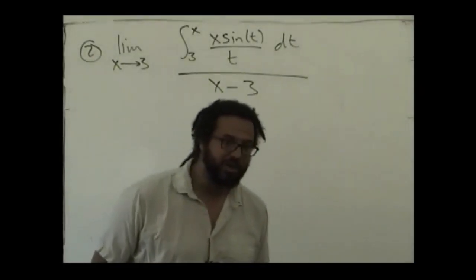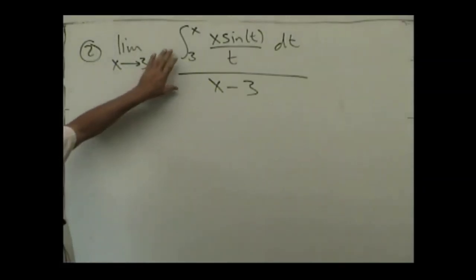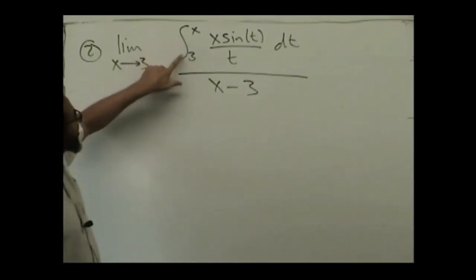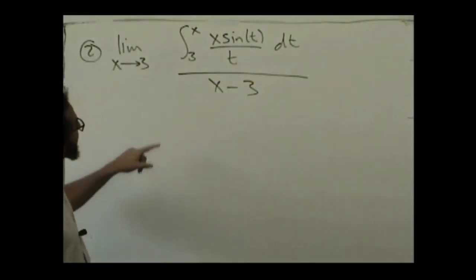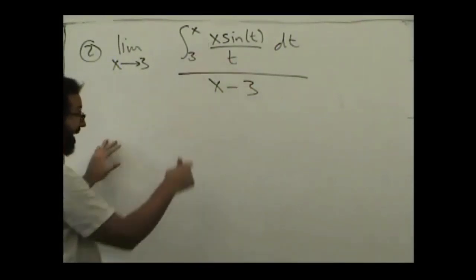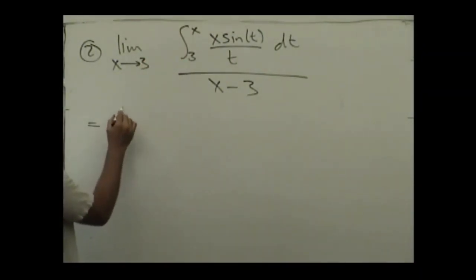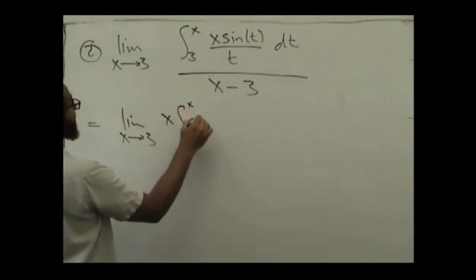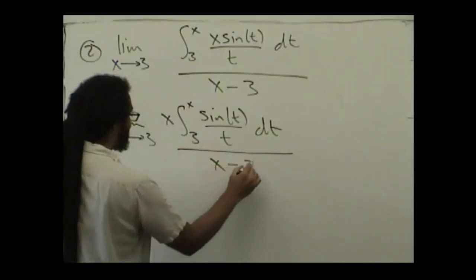All right, in this example, we want to compute this fancy limit here. But we'll see that these types of exercises aren't that bad. So first thing, we've got the integral from 3 to x, and then we've got x sine of t over t dt. So this is an integral with respect to t. That means that x is constant, and that means I can write it out in front of the integral. So this is the same thing as the limit as x goes to 3 of x times the integral from 3 to x of sine of t over t dt, all over x minus 3.